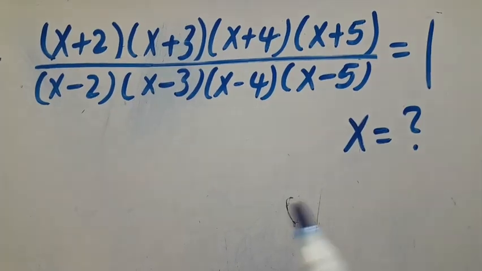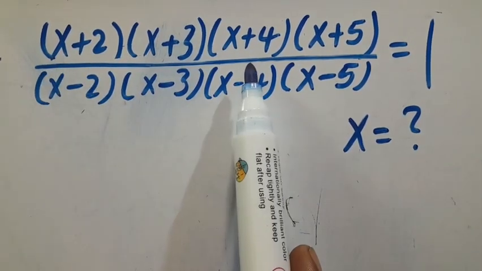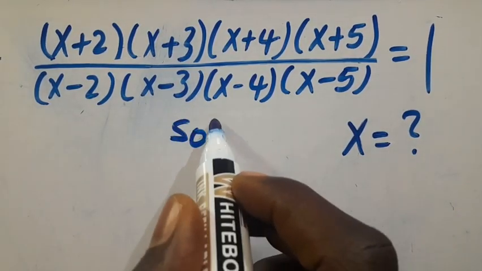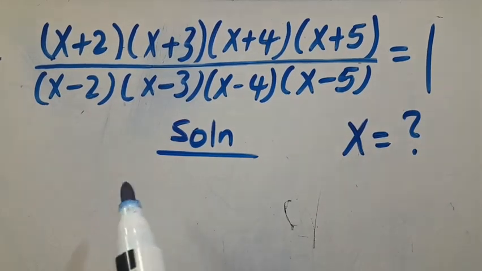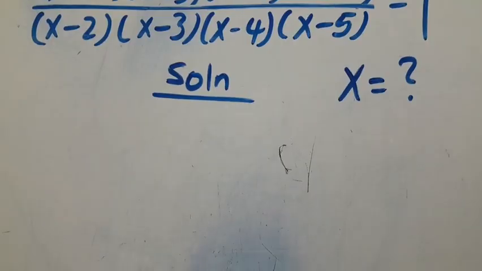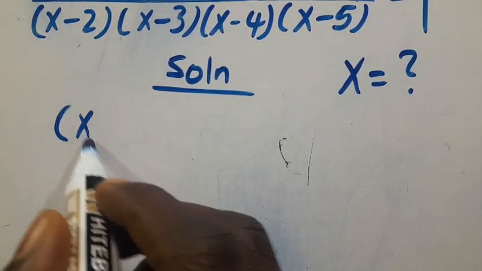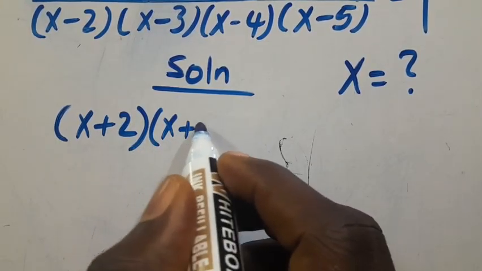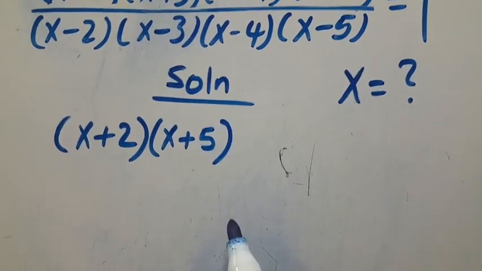What is the value of x, given that you have this divided by this one? Then let's have it to be the solution. From here, let's group this together with this. So we're going to have (x + 2) multiplied by (x + 5).